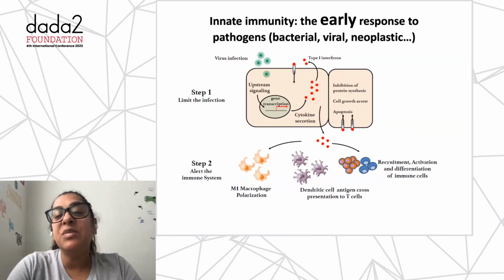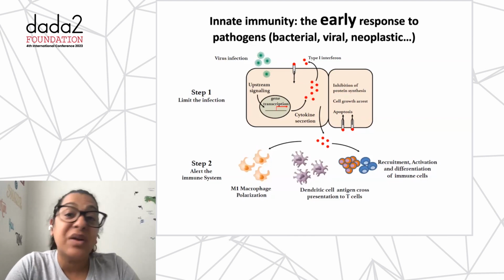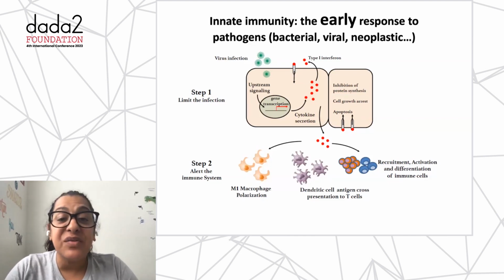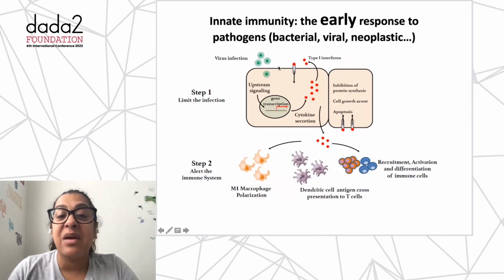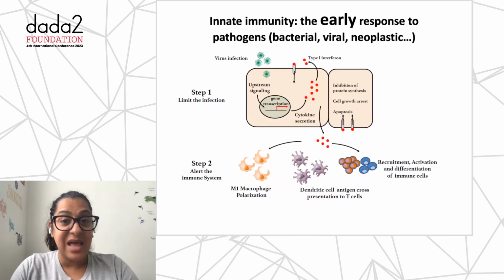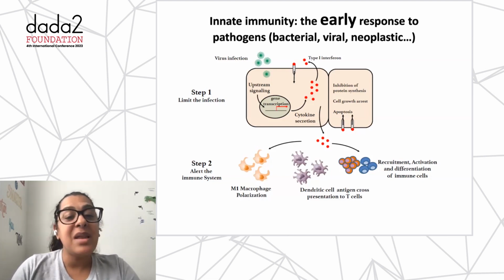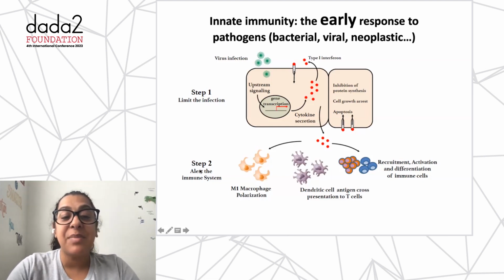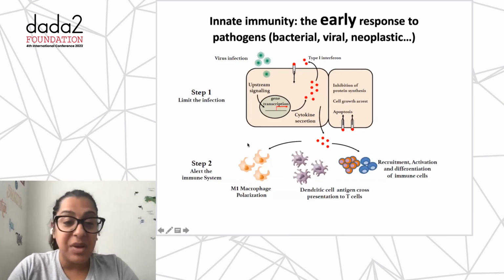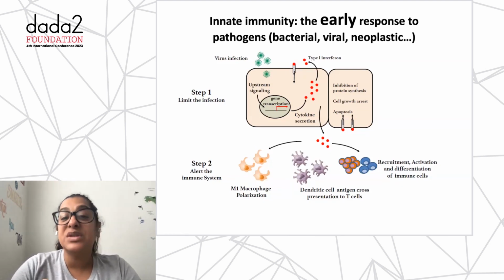And the classic innate immune cytokine is called type 1 interferon or interferon beta. This is such an important cytokine because interferon beta has two really important functions in the innate immune system. The first is it acts in a paracrine and autocrine manner to limit the infection in the susceptible cell and the neighboring cells. But IFN also acts in a paracrine manner to alert the immune system and recruit and activate professional immune cells in order to resolve the infection.